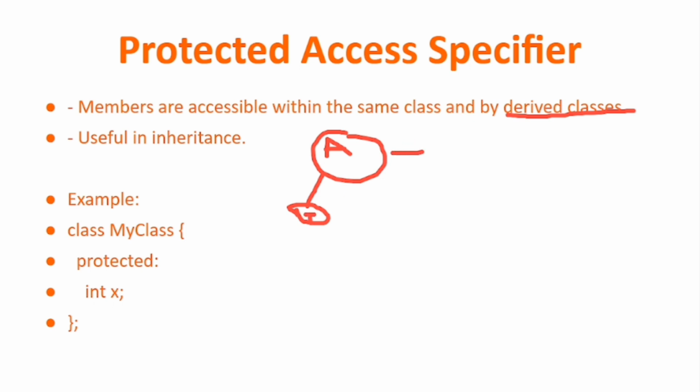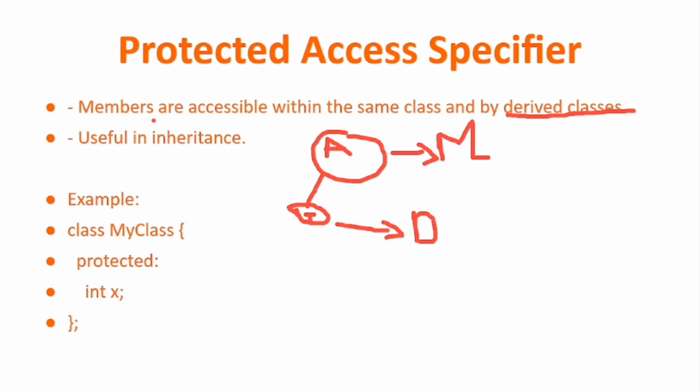Basically, a derived class is a subclass of a major class, and it is also known as a child class. It is a derived class that is a sub part of a class, a subclass of a major class.